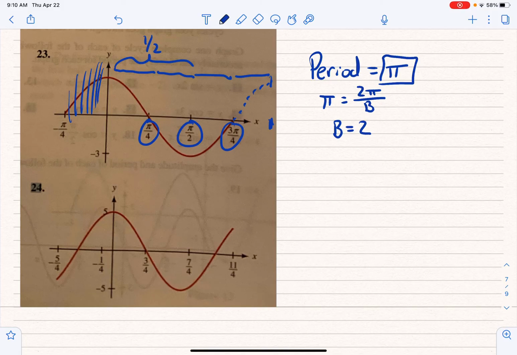Now, the amplitude is 3, all right? It went all the way up to 3, went all the way down to -3. It started up above the origin, so I would say this is the cosine wave, even though I don't see the whole thing.